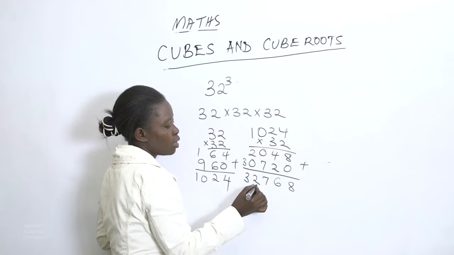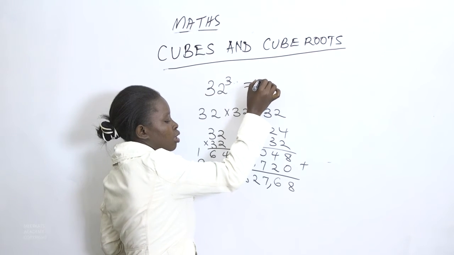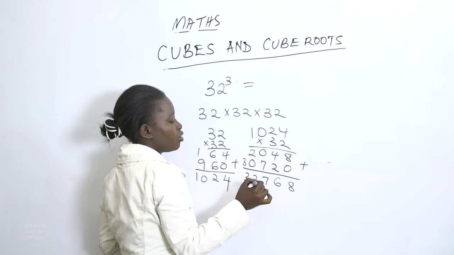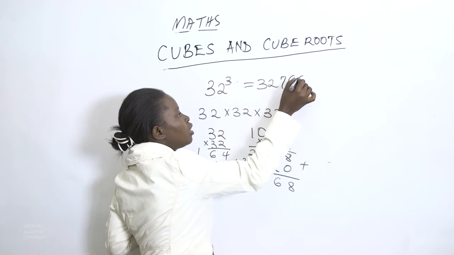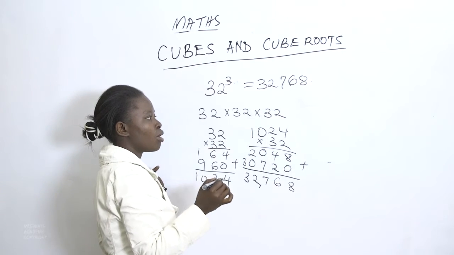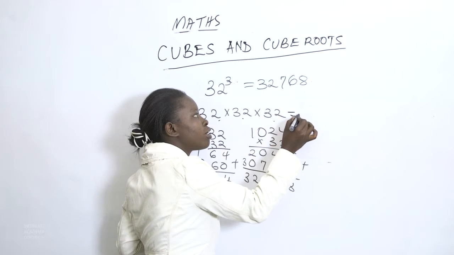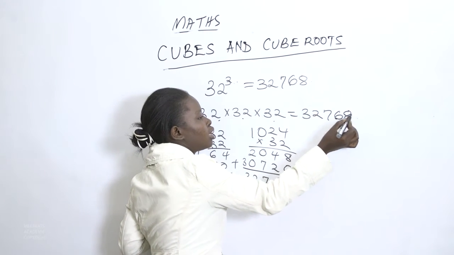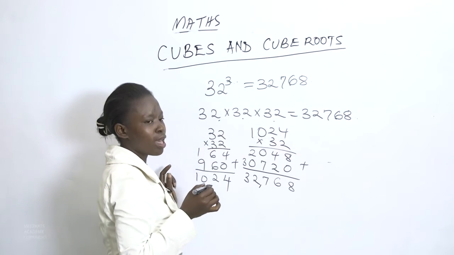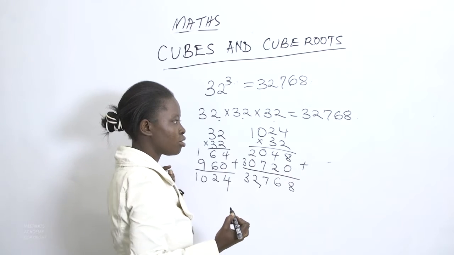So what does it mean? The cube of 32 is 32,768. That is our cube. That is 32 times 32 times 32 will give us 32,768. The reverse of that will give me a cube, the value for the cube root, I mean.